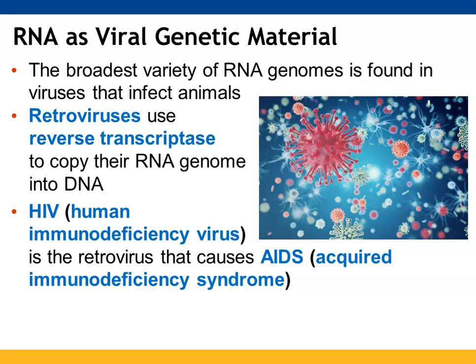The RNA genomes are the ones that we find in quite a variety in these animal viruses. We talked about how retroviruses are a little bit unique in that they use reverse transcriptase to turn their RNA back into DNA, which is not the way things go. We take our DNA and we transcribe it into RNA. HIV is the retrovirus that is known to cause AIDS.